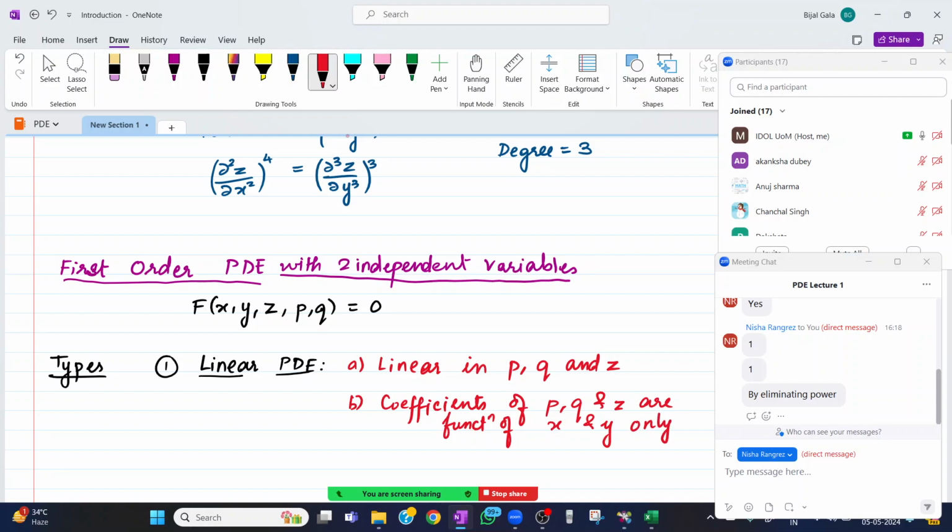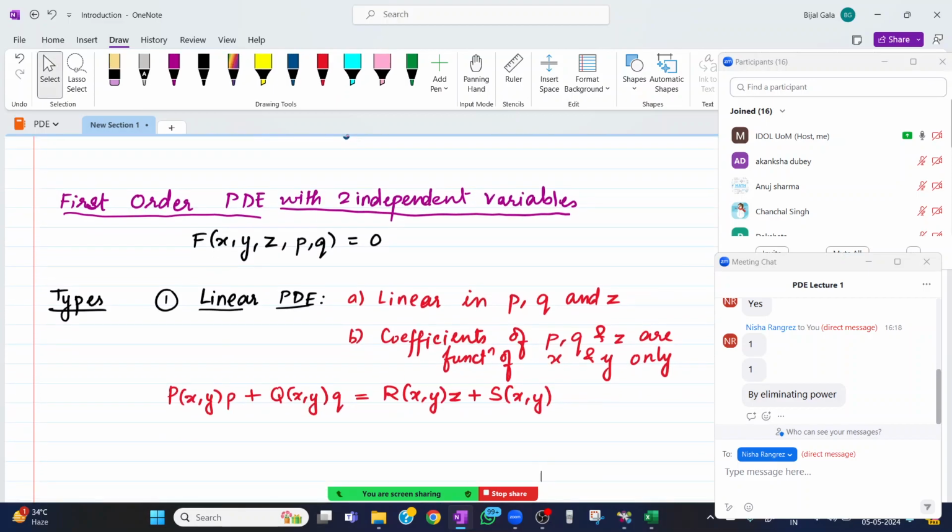Which means I cannot have Z coming over there. So let's look at the standard form. I might have a function of X and Y multiplied by small p. I can have another function of x, y multiplied by small q, a function of x, y multiplied by z, and just a function of x, y which is independent, which could also be a constant.